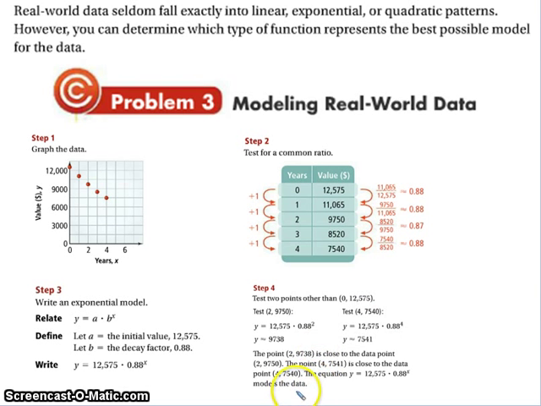So therefore, we would assume that this is an exponential graph, and this is the equation that works to represent it: y is equal to 12,575 times 0.88 to the power of x. So it's taking the data, looking at the graph, seeing what it's going to look like. This one doesn't quite look linear. It looks like it's going to start to bottom out each time. So we go through the process of figuring out the table, put it into an equation, and check it.